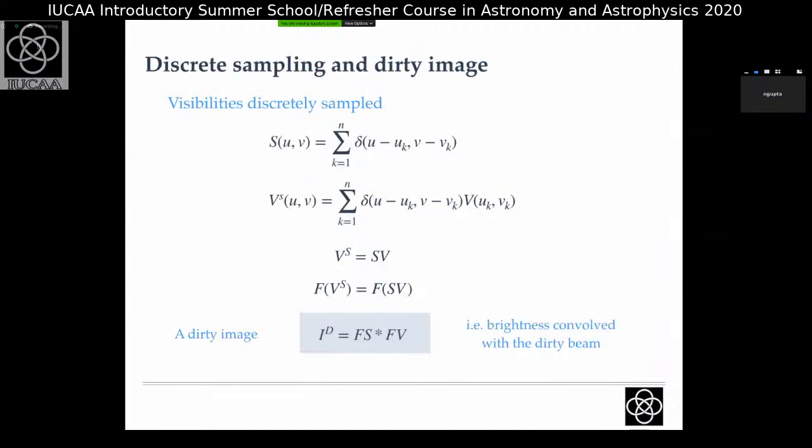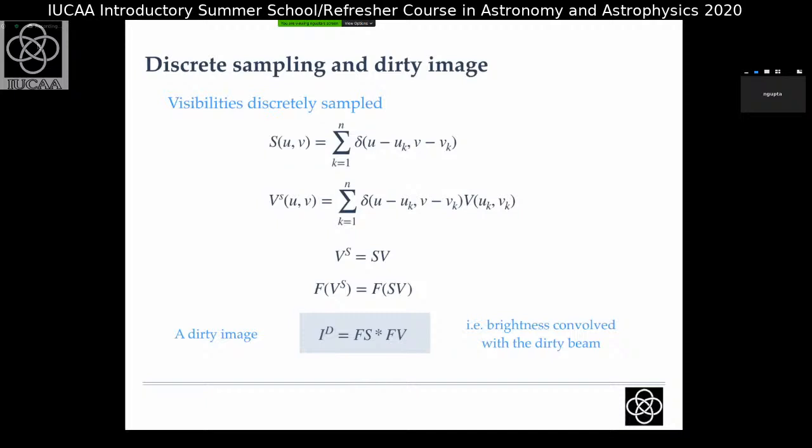So my sampled visibility is nothing but a discretely sampled representation of this continuous visibility function, which I can write like this here in the second step. And in a shorter form, I can write it like this: V_S, which is the sampled visibility, is equal to S multiplied by V. Right. So now if I want to do a Fourier transform of this, this will be the Fourier transform of S multiplied by V. And if I recall what my convolution theorem was, then my image will be just the convolution of the Fourier transform of S, which is my sampling function, and the Fourier transform of V, which is my visibility function, right?